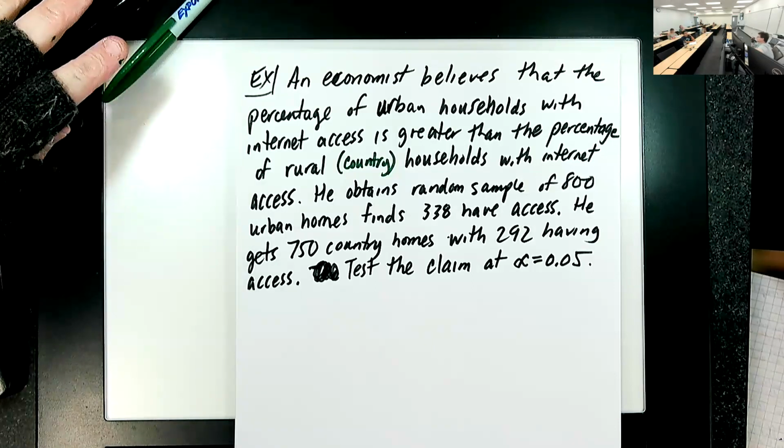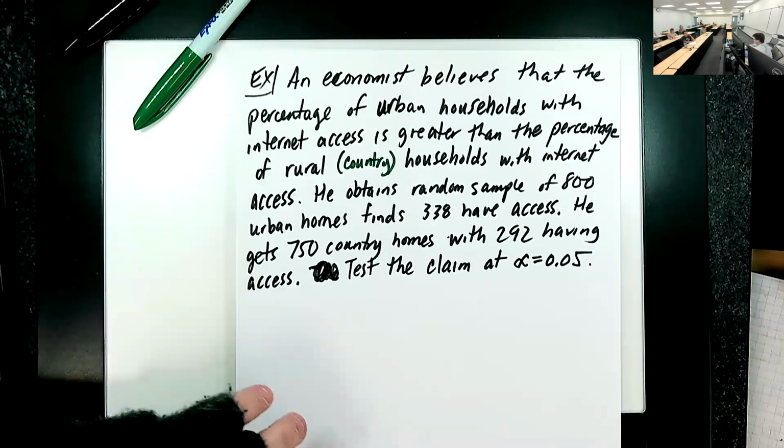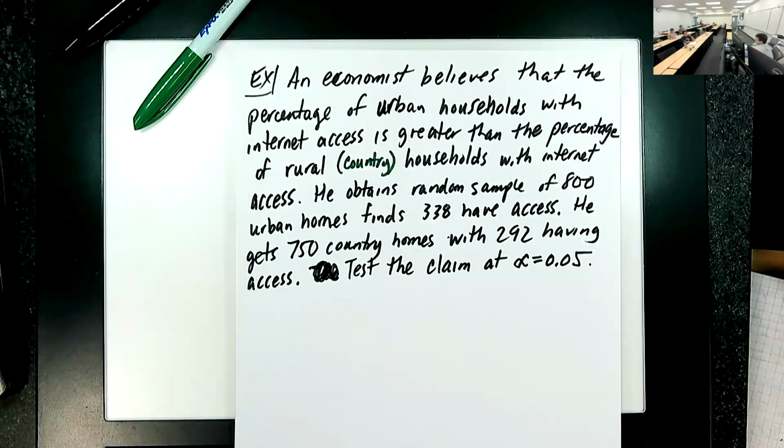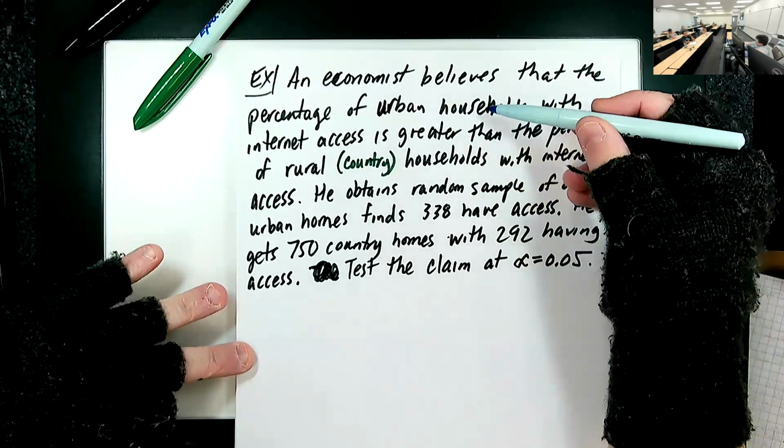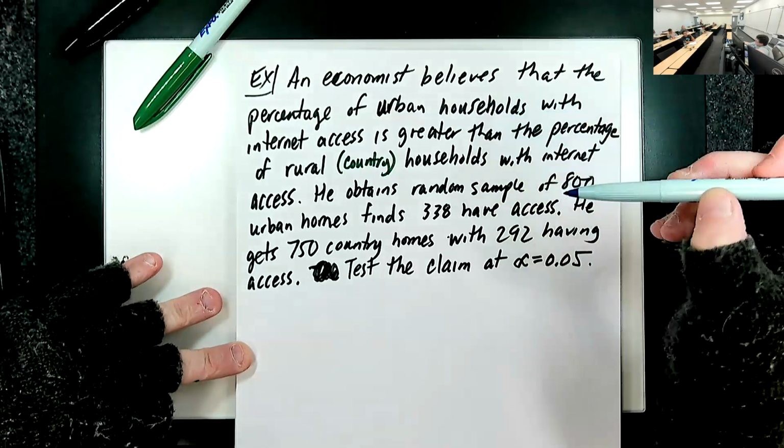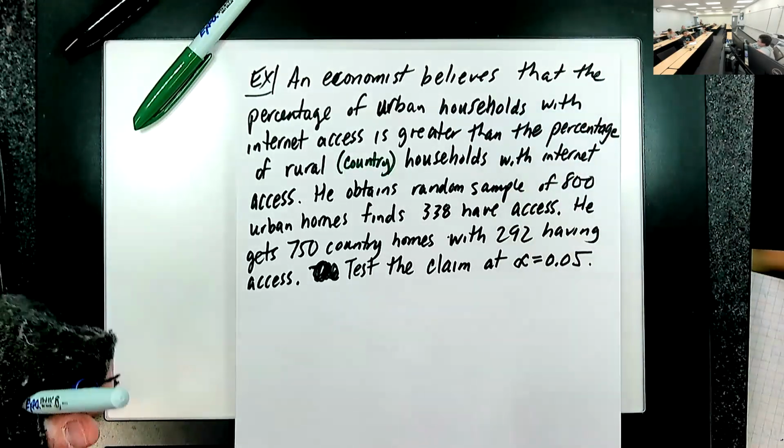Like they're done writing. So, we have two groups. We should label them. This is how I choose labeling. I don't know if you guys are of a like mind, you'll see for this side. We're trying to find out if urban households have a greater percentage than rural, country.